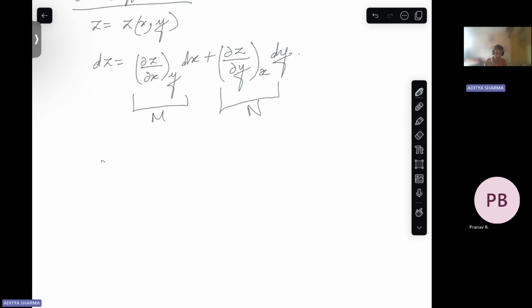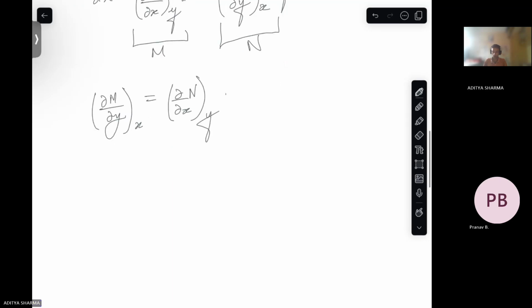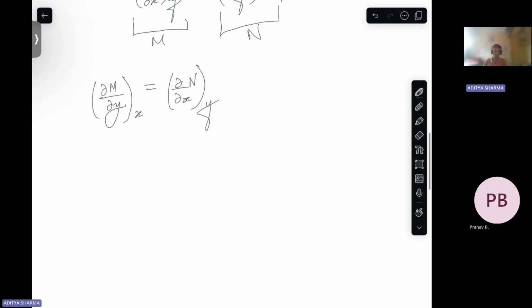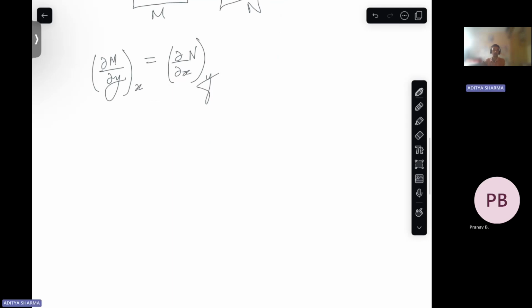So this property is: dou by dou y of M when x is constant equals dou by dou x of N when y is constant. So this is a property that we need to keep in mind when we are deriving Maxwell relations. So now coming to the Maxwell relations.